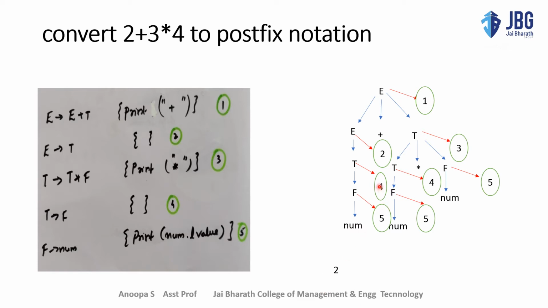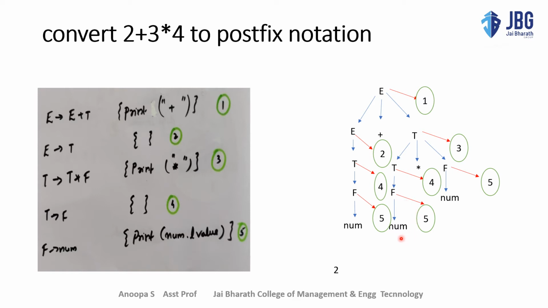After this, what is the semantic action to be performed? Number 4, right? We go from top to bottom and from left to right, so after 5 I have to do 4. Action 4 is empty, which means I don't have to do anything. Now moving on to 2, the semantic action is also empty, so no action is performed. Now I go here, then again come to the bottom. When I come to the bottom, the next semantic action is number 5, which is print num dot lexical value.